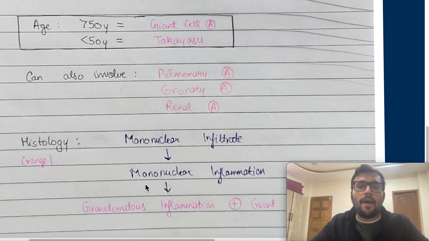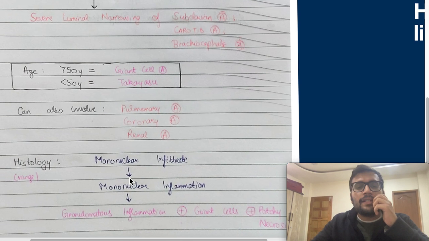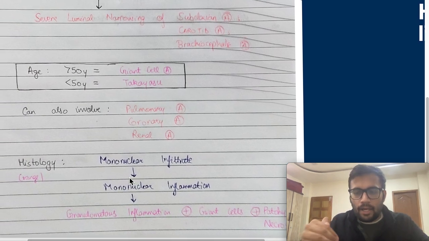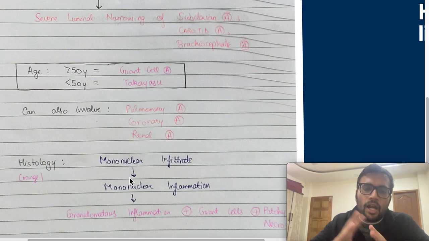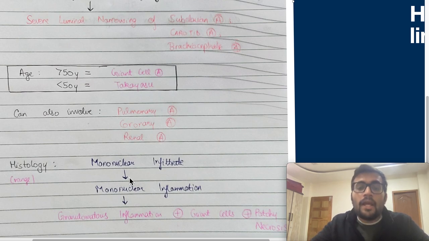So in histology here also there is basically a range. It can be either a simple mononuclear infiltrate, and as the disease progresses it will become mononuclear inflammation, and if it progresses more, then it will be granulomatous inflammation. Giant cells are also found here, very important, please remember, and there will be patchy necrosis in the vessel wall. This is all you need to know regarding the histology.